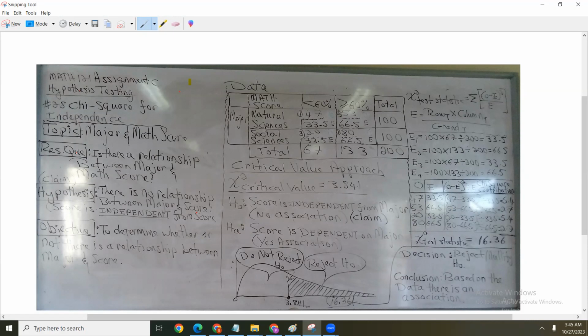And the hypothesis, the claim or the response without empirical data, could be that there is no relationship between major and math score, that math score is independent from major. So that's supposed to be major there. So now the objective is to determine whether or not there is a relationship, whether or not there is an association between major and math score. So for this, data has to be collected.